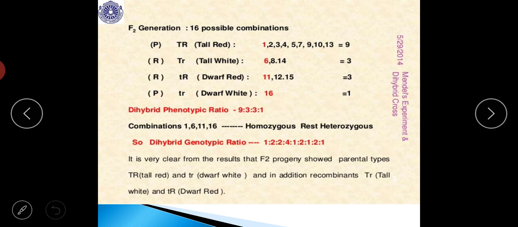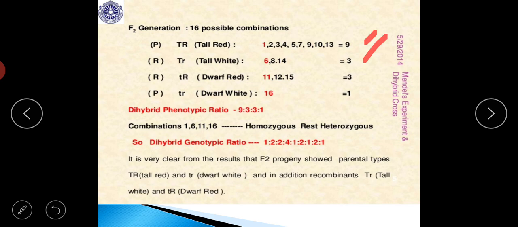The F2 generation produced 16 possible combinations. Out of that, capital T, capital R, which are all tall red, are produced in the boxes 1, 2, 3, 4, 5, 7, 9, 10, 13, and the number of such individuals will be 9. The second type of progeny produced are capital T, small r, which are said to be tall white, produced in the boxes like 8 and 14, and 3 such individuals are produced here.